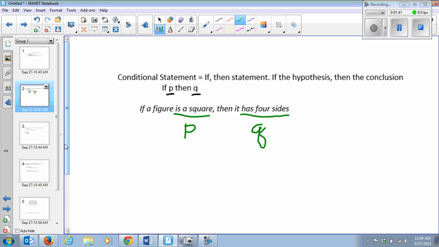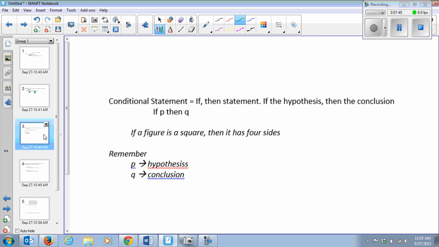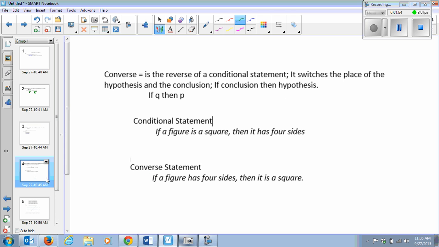All right, now that we know what our conditional statement is, and we've identified its parts, we are now going to work with the converse of this. We are going to take our statement and we are going to transform it into the converse. So here's our conditional statement. If a figure is a square, then it has four sides.